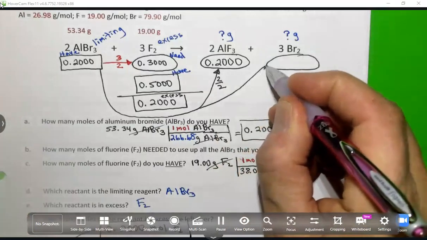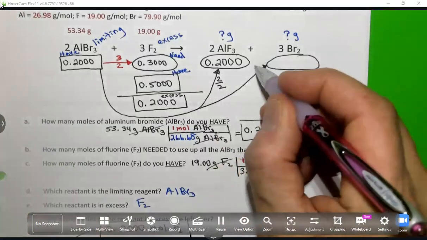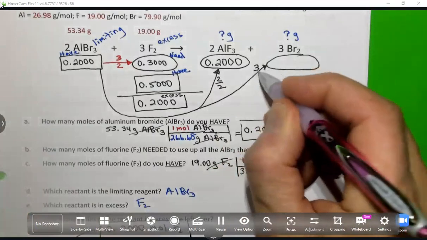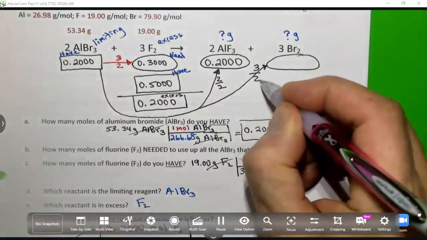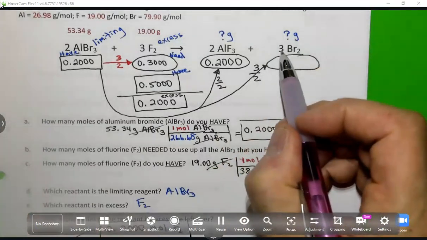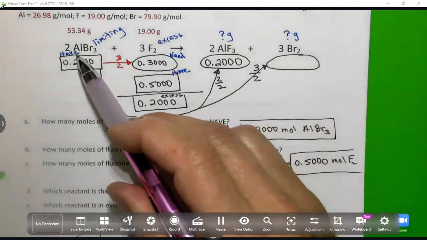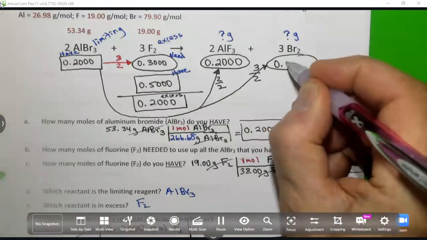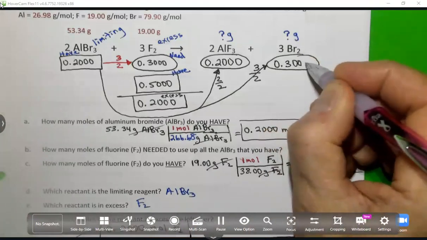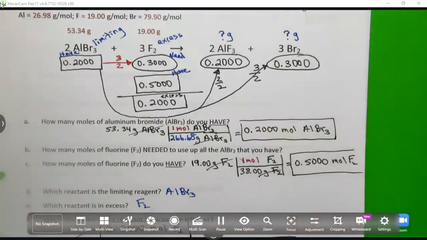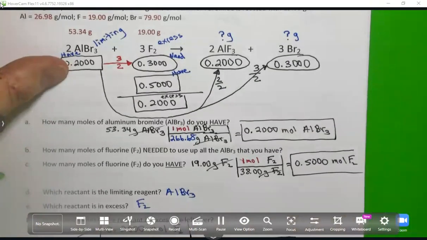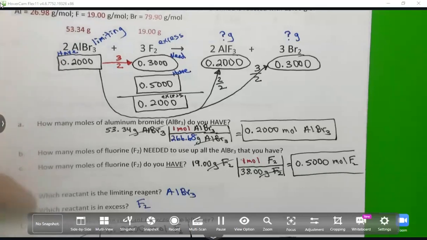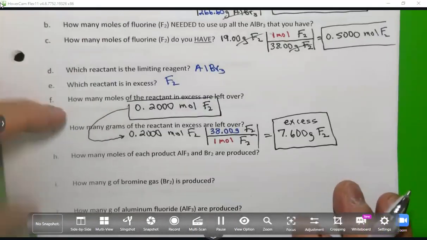And my moles here, my mole factor fraction would be 3/2, right? Here's my 3. I started my arrow right here, 2. So this is 0.3. So I'm just going to write this down here.